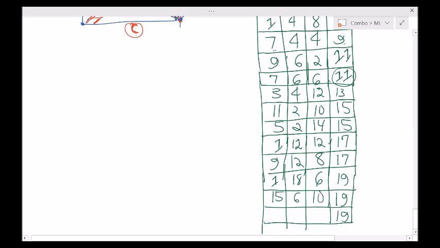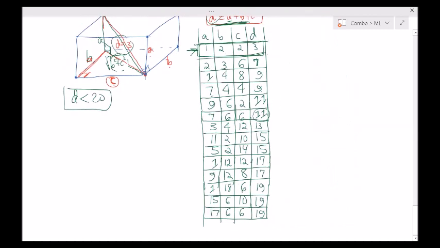And the one after that is, which one am I missing? Oh, 17, 6, 6, right? 17, 6, 6. Okay, I won't go further. We tried all the ones with a D less than 20. We got all of them. I don't think there's any other with D less than 20.